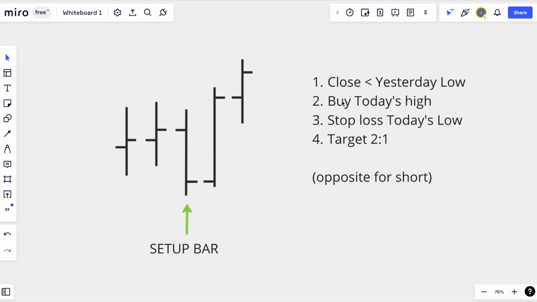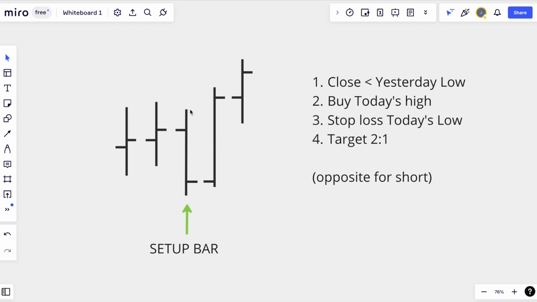Now the setup bar, number one, is the close is less than yesterday's low. So here's the close, and it was less than yesterday's low. So that's our setup. That's all we need to see. Once we see that, at the end of the day, we place a buy stop order at the high of the setup bar. So tomorrow, if price breaks through this, then it gets us into the long trade. Now, if price never does break through that and it stays down here, then we cancel the order at the end of the day and then look for another setup bar or another smash bar.